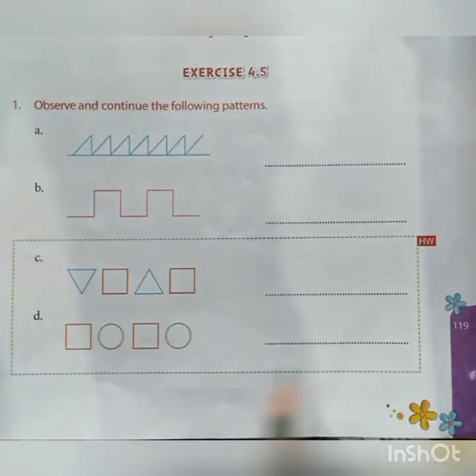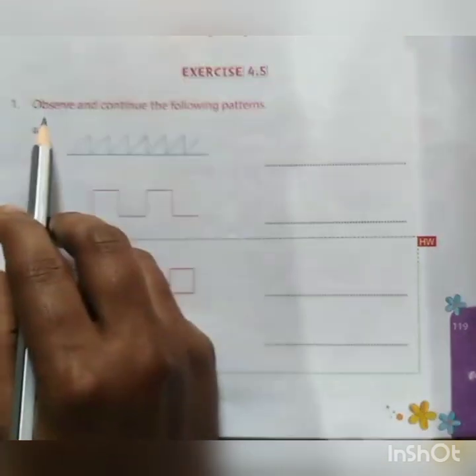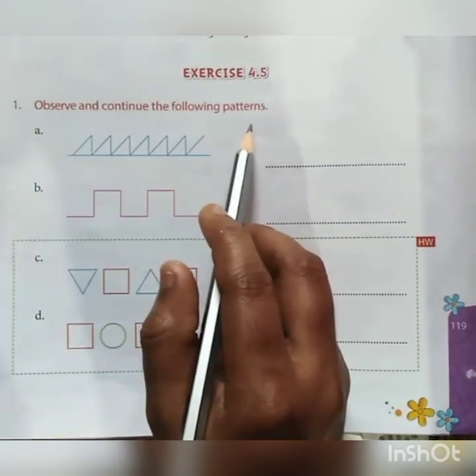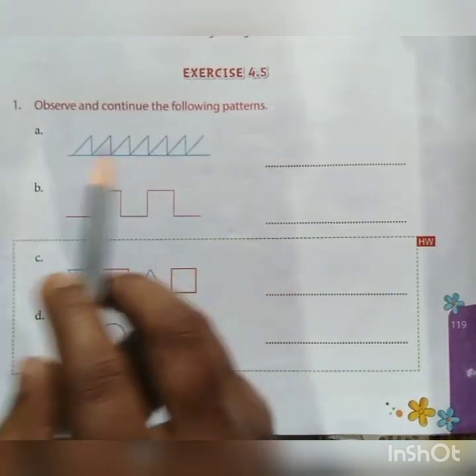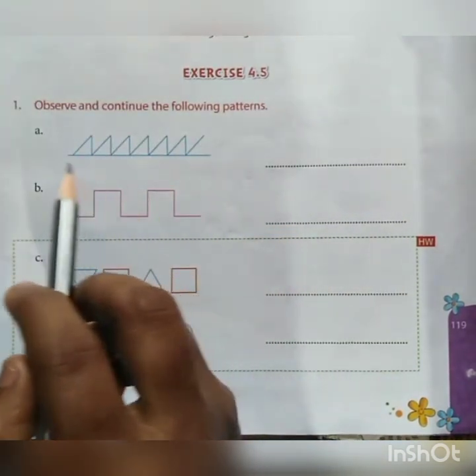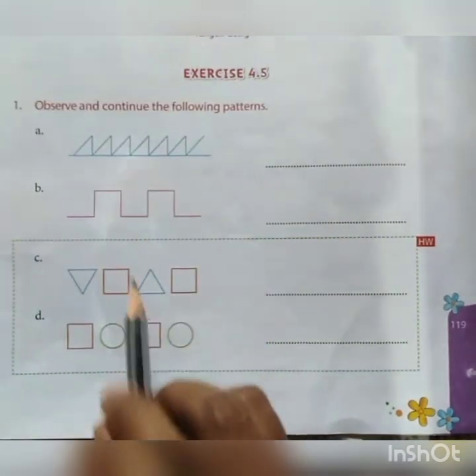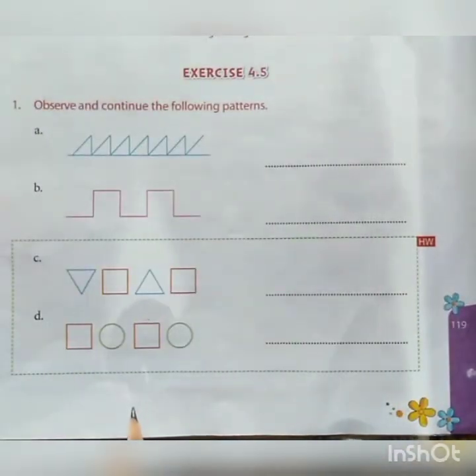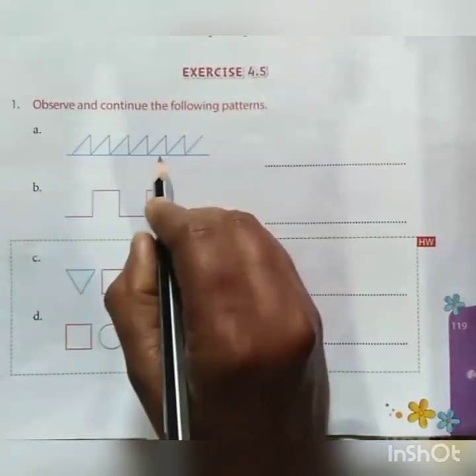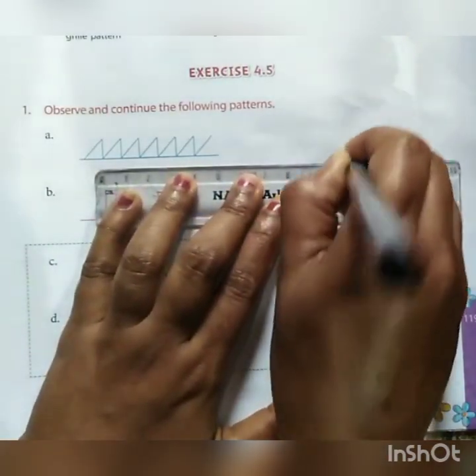Children, please take page number 119. Let's do exercise 4.5. Observe and continue the following patterns. We learned that patterns are shapes or figures that are arranged in a definite order, repeated over and over again. So here 4 patterns are given. We should follow the same patterns given here. We have to draw the same pattern given in question A. So we can draw the same pattern given here.